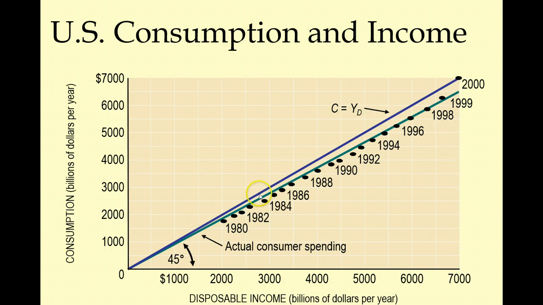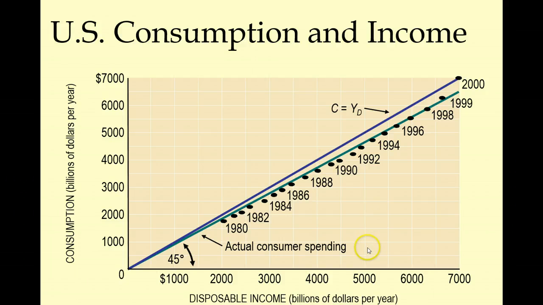But what we see here is the actual consumption line, this green line right here. And notice how this consumption line lies below the 45-degree line, which simply says there's some level of savings.